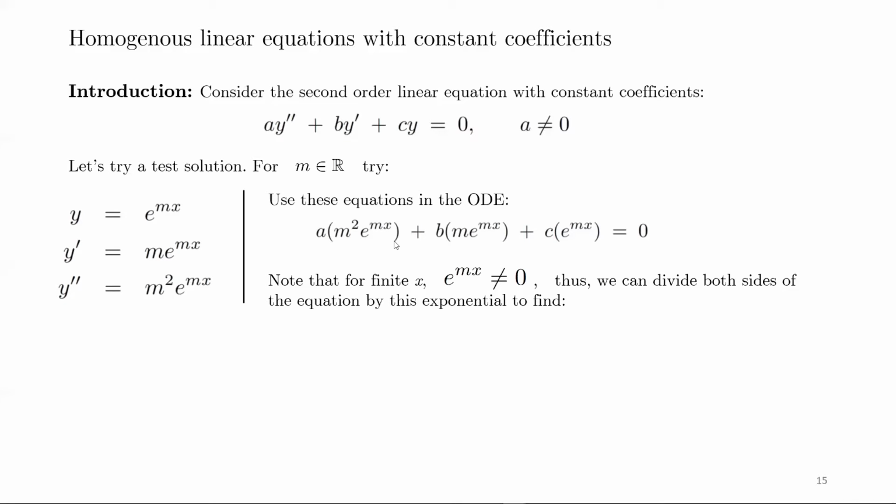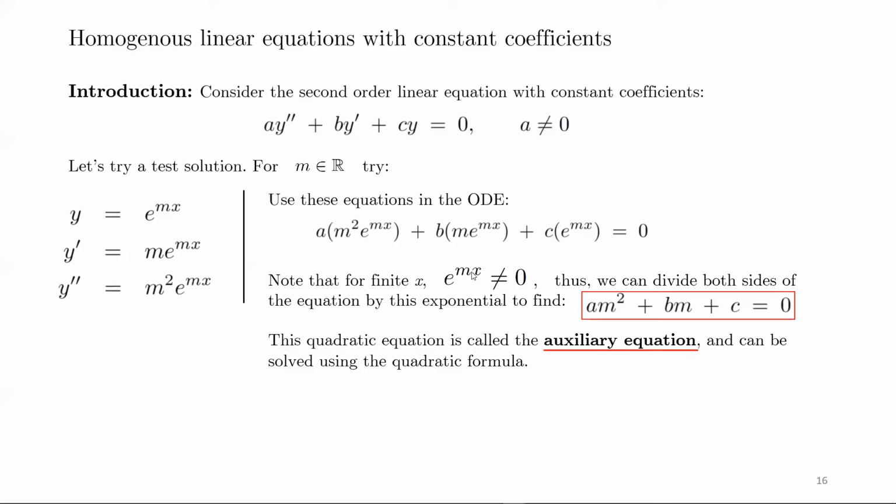So therefore, if we divide both sides by e to the mx, then this equation simplifies to am squared plus bm plus c equals 0. Of course, this is just a quadratic equation for this unknown number m. In fact, the values of a, b and c we already know, because somebody has given us a differential equation, so we would be able to interpret what the values of a, b and c are. But we can solve for the values of m using the quadratic formula.